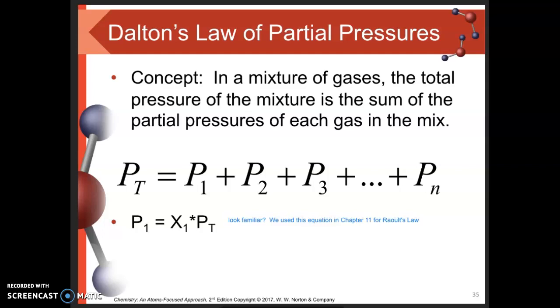In this video, we're going to look at one last gas law, and it's something that is extremely relevant, especially in certain kinds of laboratory situations. It's called Dalton's Law of Partial Pressures.